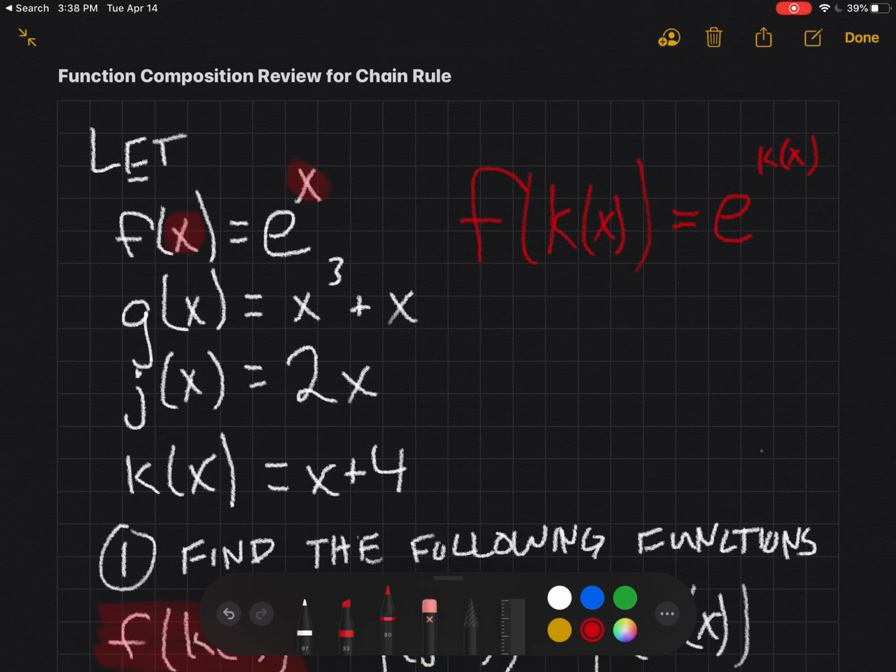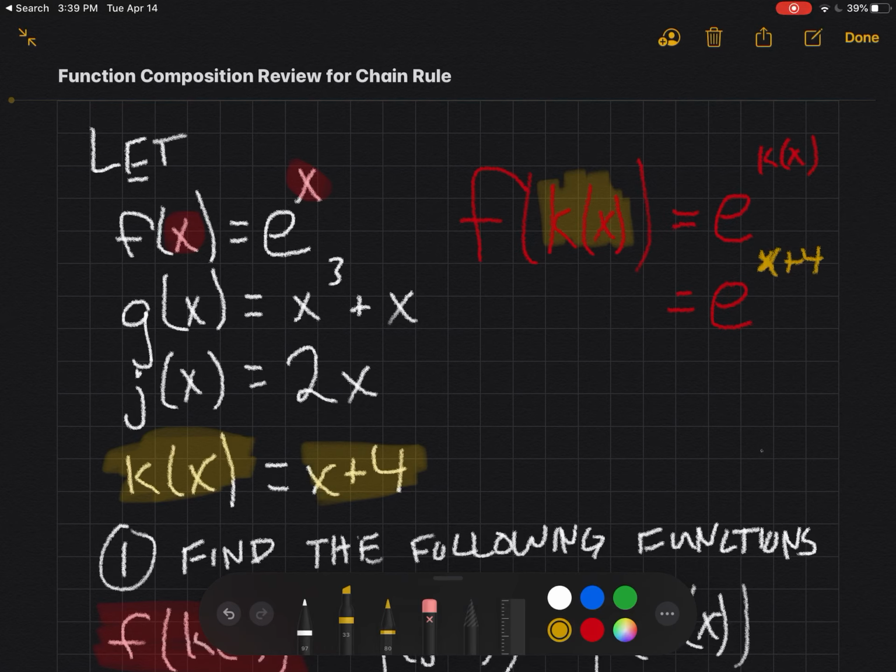So if I take f of k of x, like we have up here, that equals e raised to the k of x power. And what is the k of x power? That's the question that we really should be asking ourselves: what does it mean to have k of x power? Well, here's our definition for k of x. K of x means the same thing as x plus 4. So if I'm raising something to the k of x power, that means I'm raising it to the x plus 4th power.